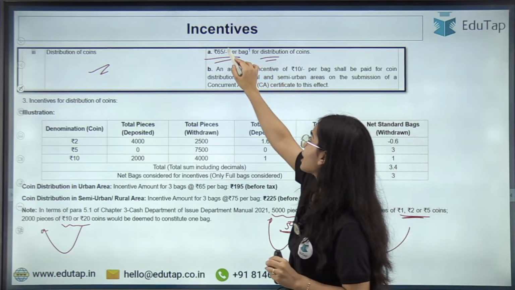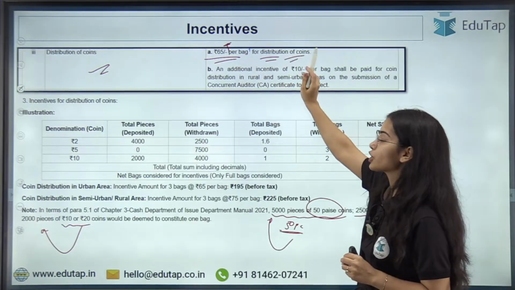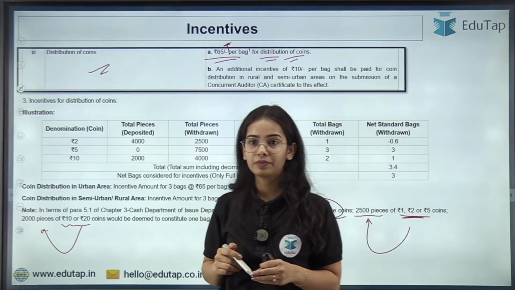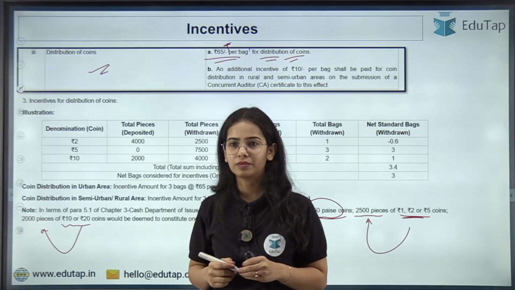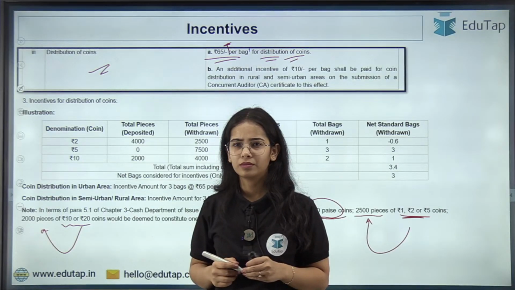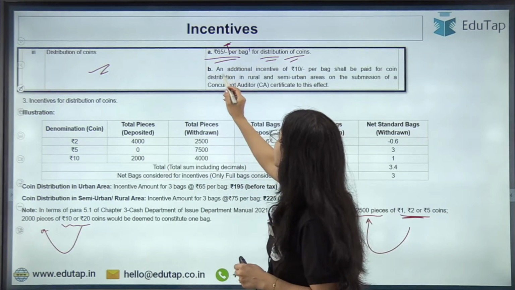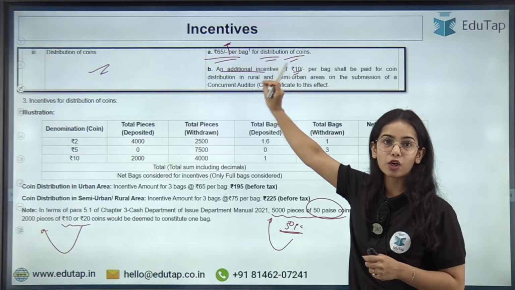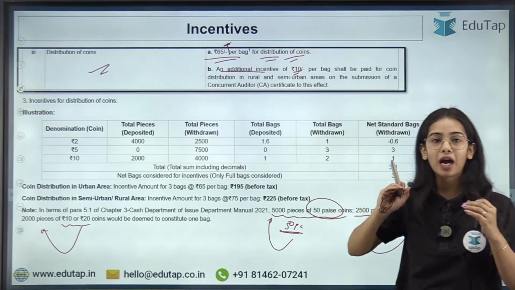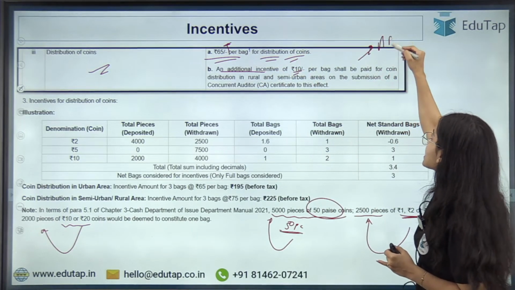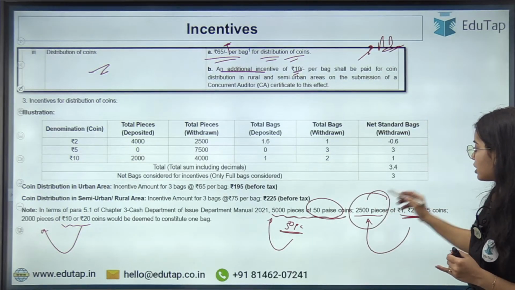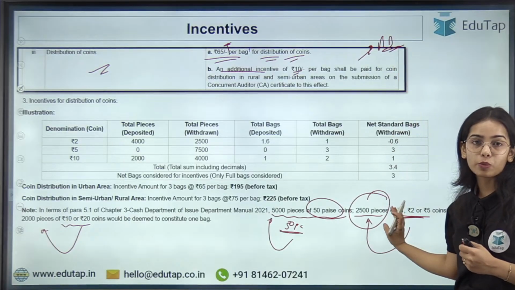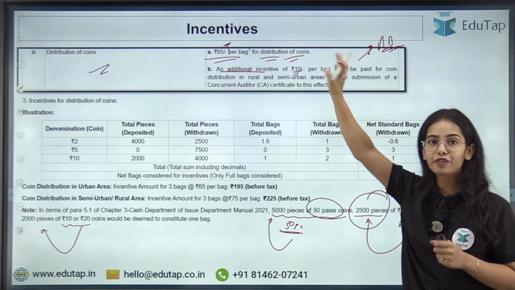So rupees 65 per bag for the distribution of coins. This is the incentive that the bank branches receive. Now an additional incentive of rupees 10. So rupees 65 per bag for the distribution of coins. Let's say a bank branch is distributing a bag of coins of rupees 1. So they will get the incentive of rupees 65.